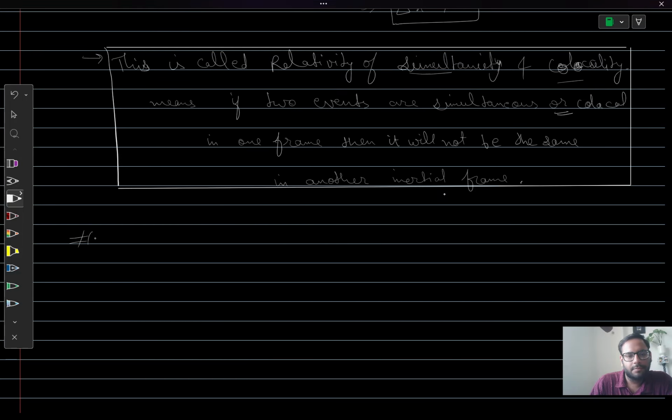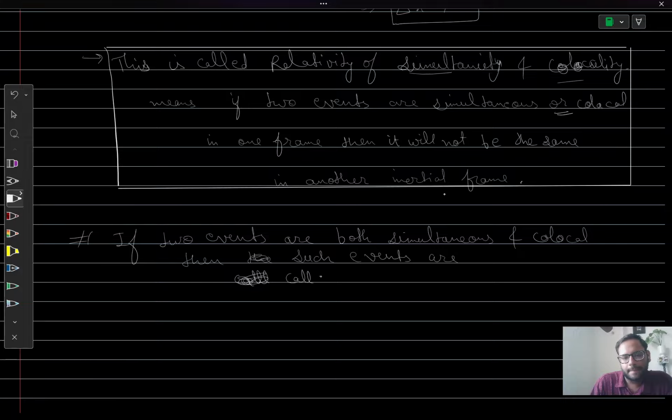Now again, if two events are both simultaneous and co-local, then such events are called coincident events.